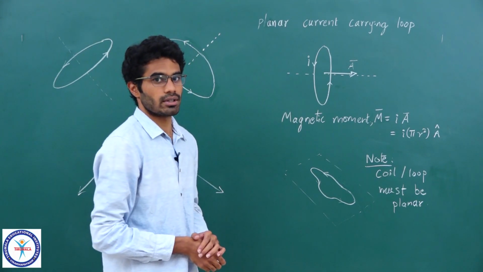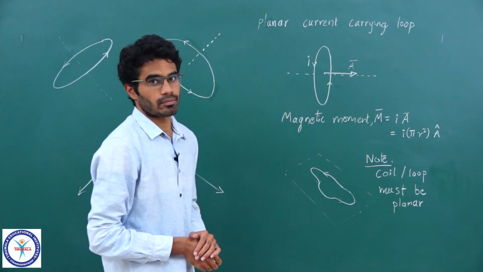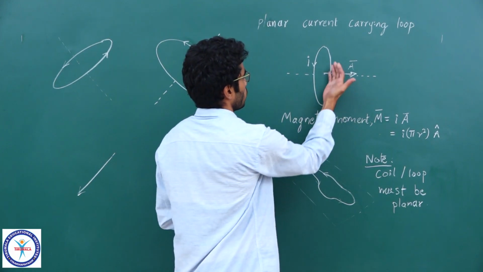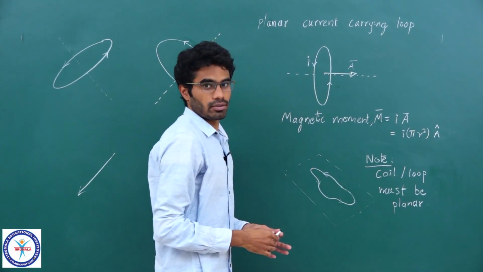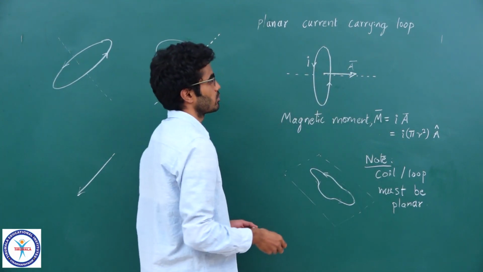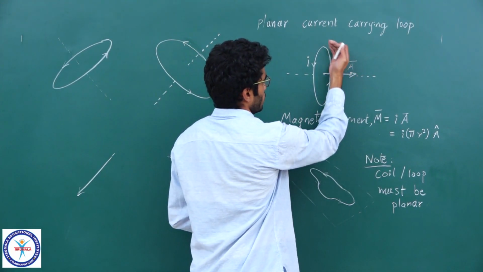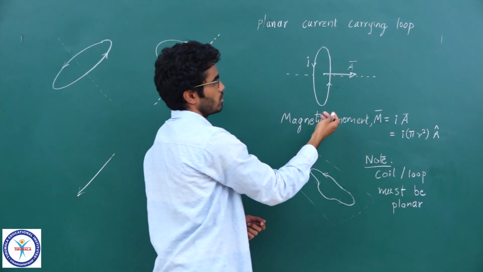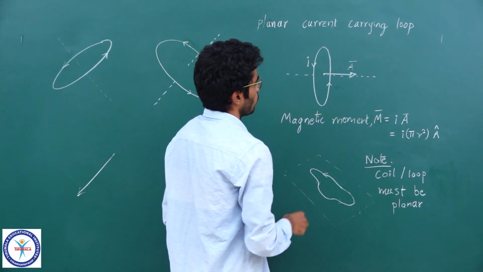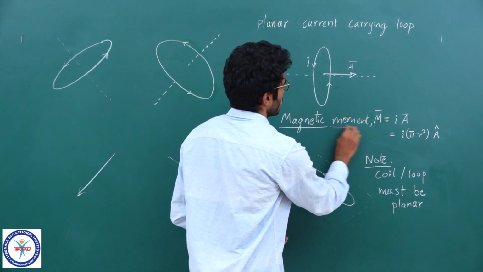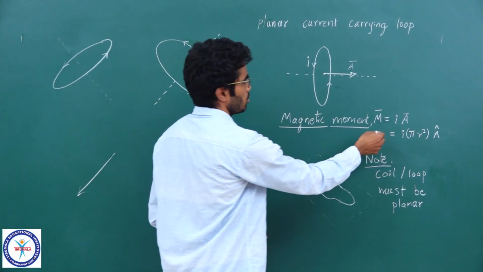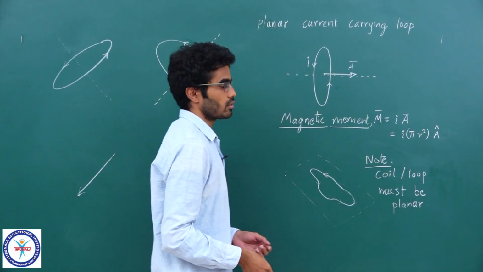First point to note is the area vector. How do you get the area vector for the loop? You have to curl your fingers along the sense of current, and then our thumb points along the area vector. So, in this situation, the area vector is pointing towards the right. Now, the magnetic moment is defined as the current times the area vector. M bar is given by I times the area vector.